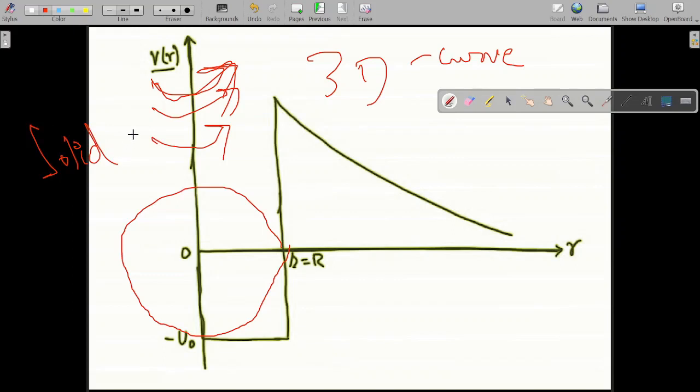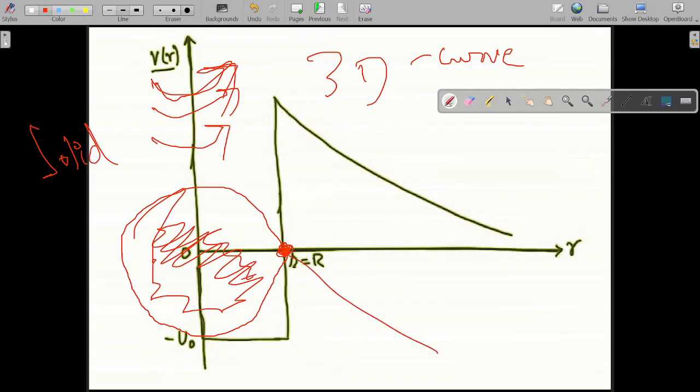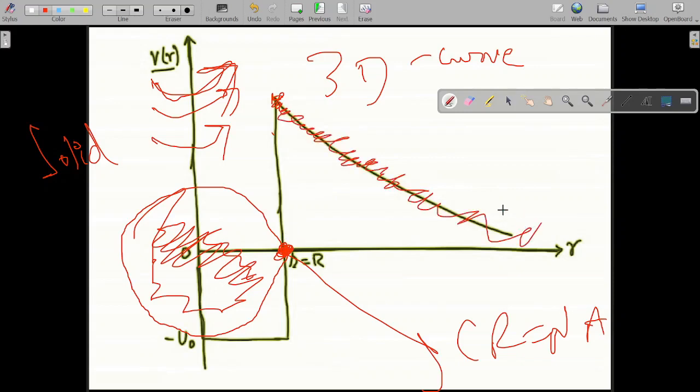So the potential at all these points inside the nucleus: what is the potential? The potential is minus U naught because of the attractive nuclear force inside the nucleus. As soon as you reach the surface of the nucleus, the Coulombian repulsion and the nuclear attraction are equal at this particular point. After this point, the Coulombian repulsion begins to dominate, which reduces with distance now.